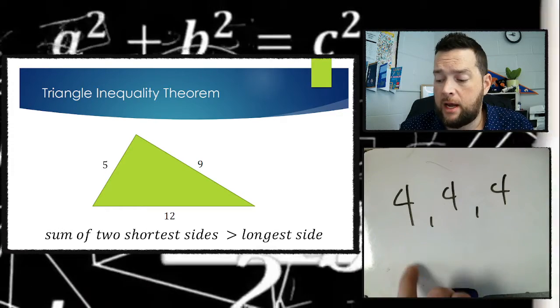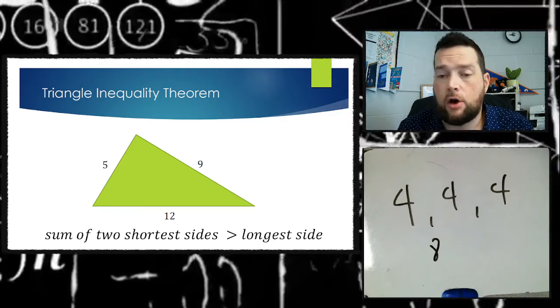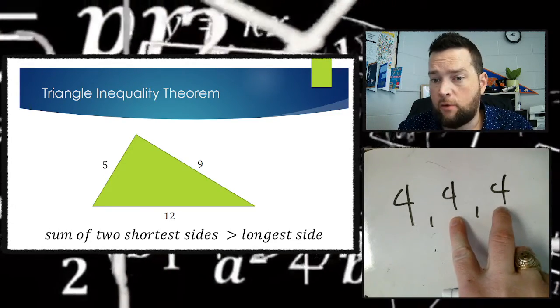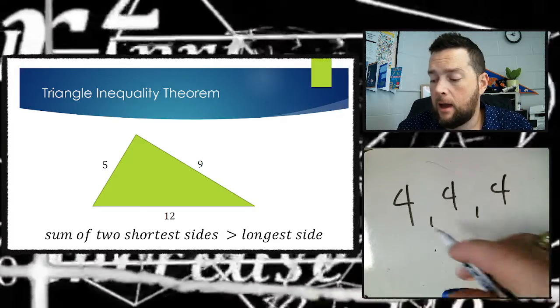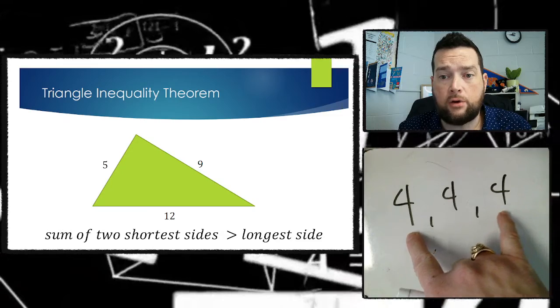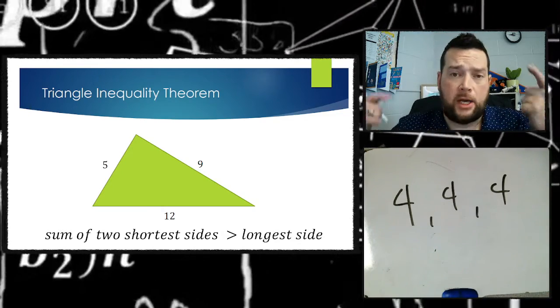So in this case right here, this 4 plus this 4 is 8, and 8 is larger than 4, so that works. And this 4 plus this 4 is also 8. And 8's larger than 4, so that works. And then the first one, the last 4, those two 4s add together for 8, and that's larger than 4. So yeah, it checks out all the way through.